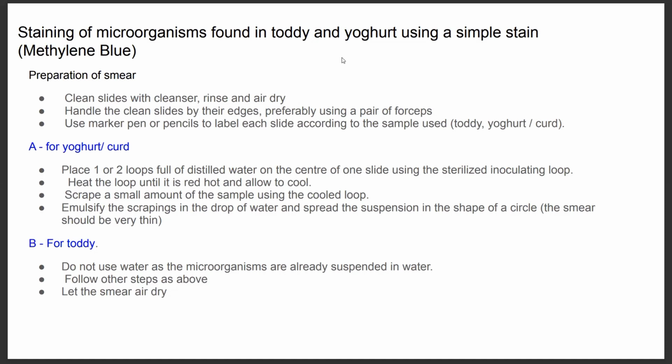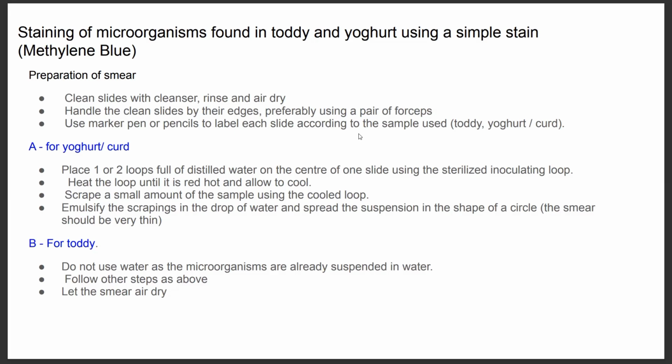We don't have to keep a water drop at the center of the glass slide because toddy is already a liquid, right? So the microorganisms are already suspended in water. So we have to sterilize the inoculating loop, take some toddy, transfer it to the glass slide, and observe it under the microscope.